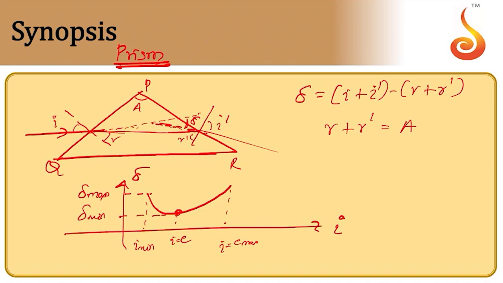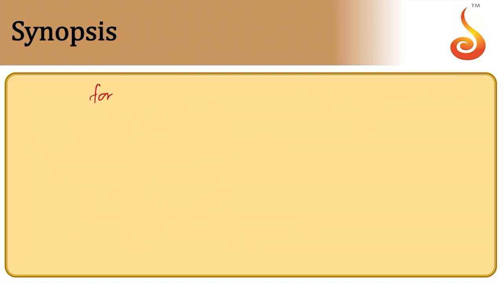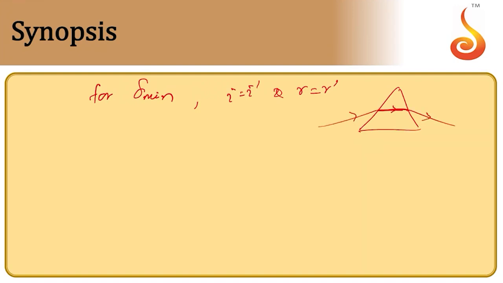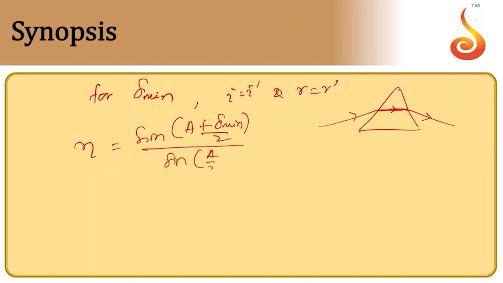That means for this delta minimum, for delta to become minimum, we have I is equal to I dash and R is equal to R dash. So when it happens, the ray of light travels symmetrically about the prism like this, and in such a case the refractive index is given by n is equal to sine of A plus delta minimum divided by 2 whole divided by sine of A by 2, where n is the refractive index of the medium, or say absolute refractive index of the medium.